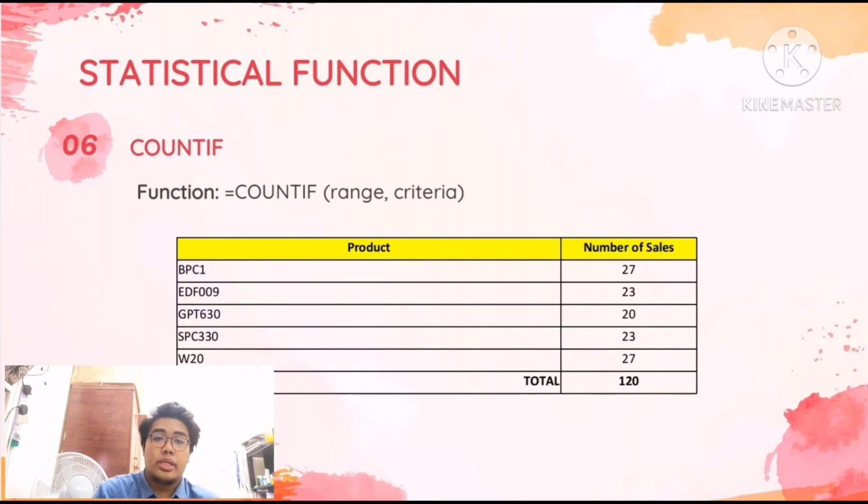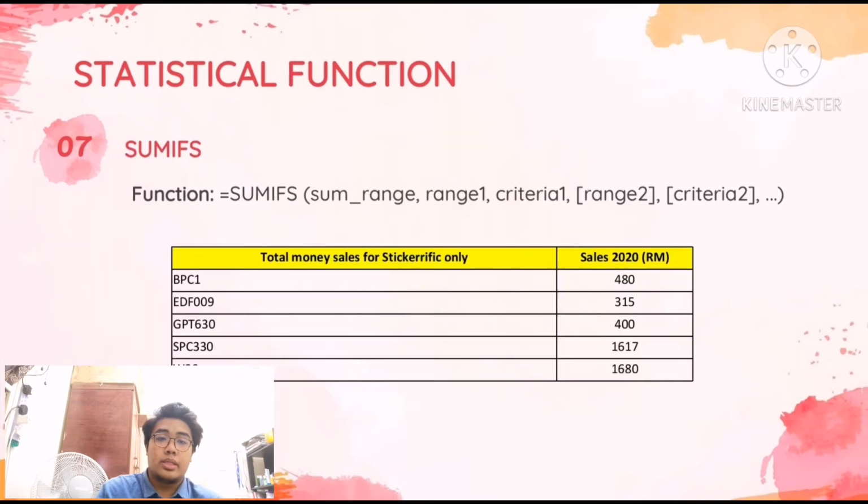Next is the countif function, which is used to count cells that match criteria. The function formula is equal countif range, criteria. The table below shows the total number of sales that happen for each customer and the product that they purchase.